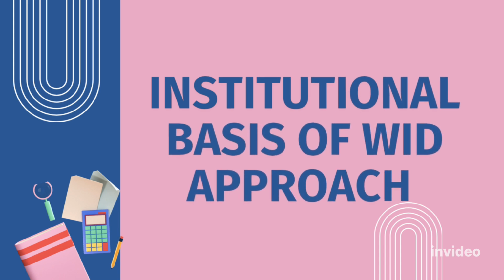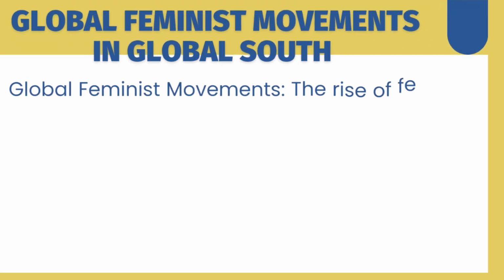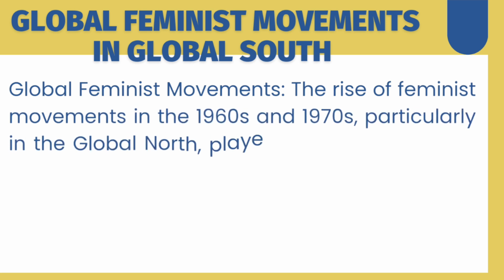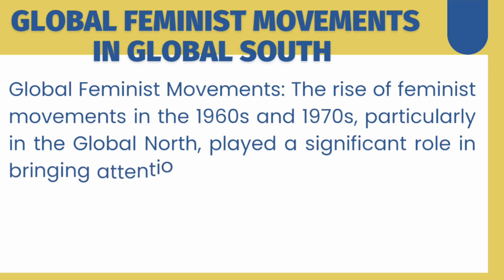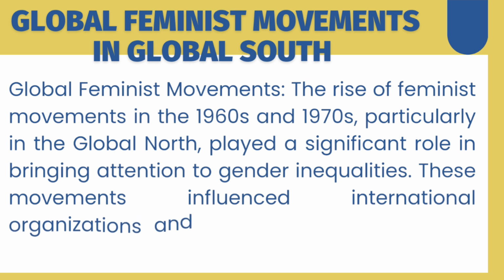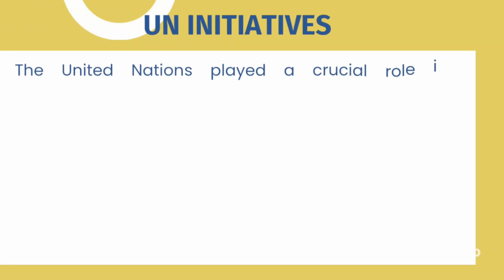And now we shall discuss the institutional basis of the Women in Development approach. In this chapter, we shall discuss the institutions that support WID, the global feminist movement in the global south. The global south are generally the developing countries of the southern hemisphere. The rise of feminist movements in the 1960s and 70s, particularly in the global north, played a significant role in bringing attention to gender inequalities, and these movements influenced international organizations and programs to recognize women's issues in development. So basically, the global north are developed and the global south are developing countries.